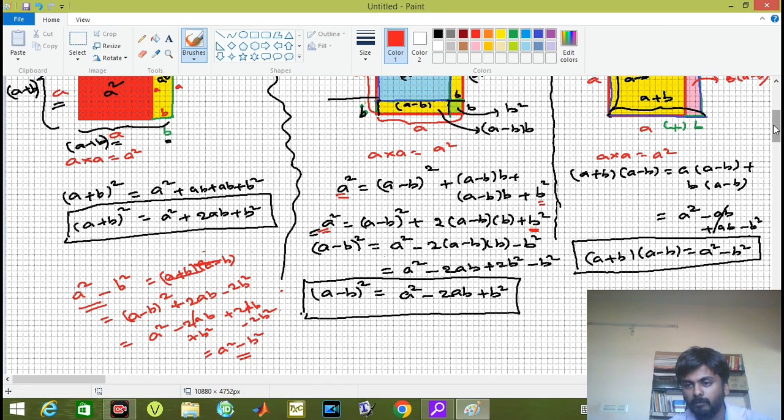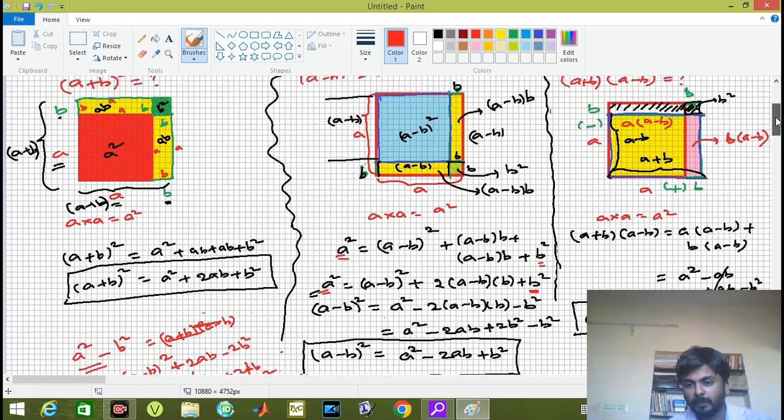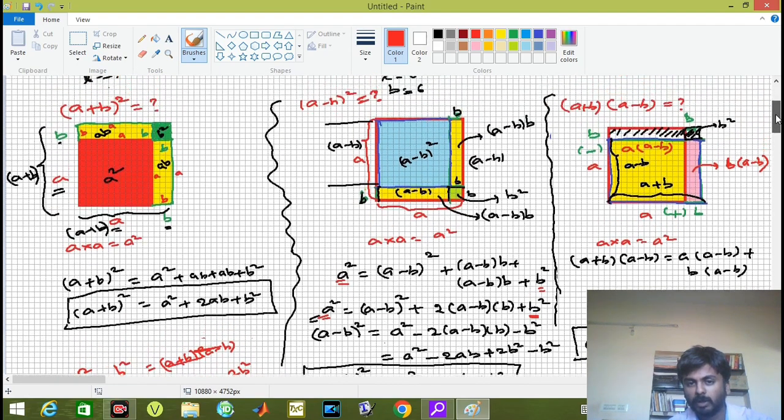So I hope you understand the geometric proof, or the visual proof, of three formulas: A plus B the whole square, A minus B the whole square, and A plus B into A minus B. I hope you all understood the formulas very well.